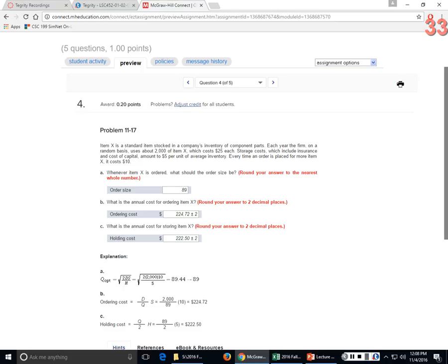We know that we're probably going to need annual demand, holding cost, setup cost, and potentially see what else we get out of that. So each year, the firm on a random basis uses about 2,000 of item X. Morgan, what do you think? I'm just pulling it up.